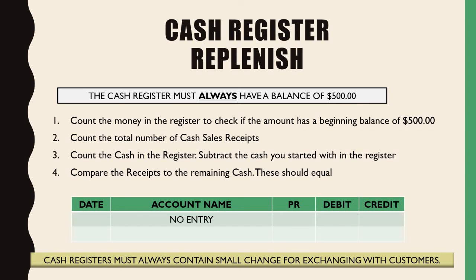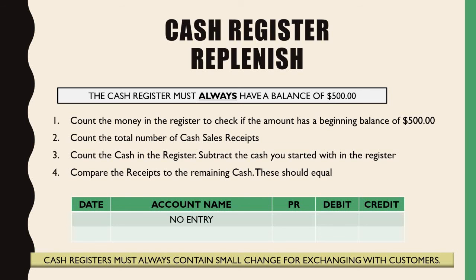In this case, I started out with $500, and then I have total receipts of, I don't know, maybe you sold $560. Therefore, you should have a total of $1,060 in your cash register. If that is so, then that means you did your accounting correctly.